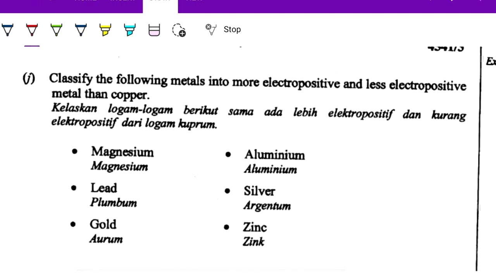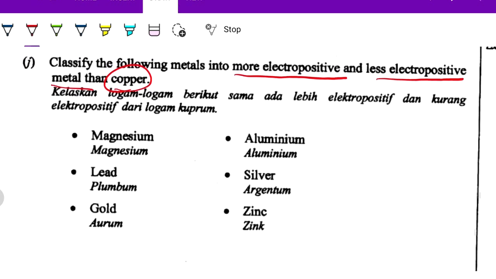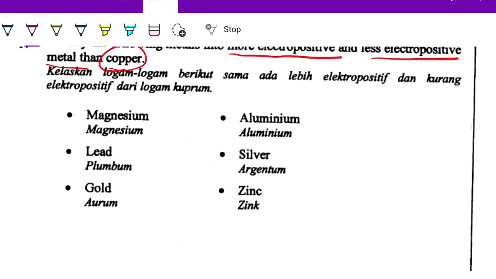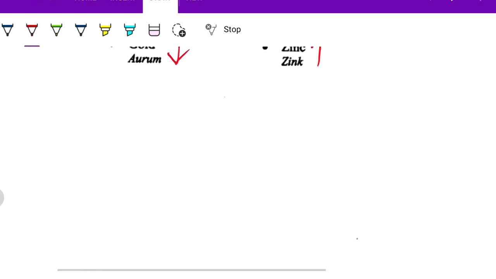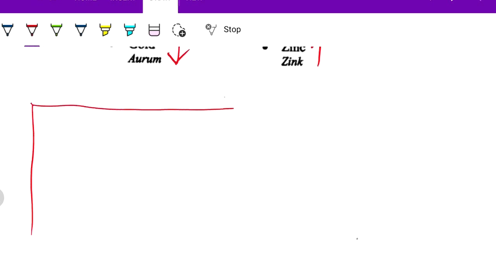Next, classify the following metals into more electropositive metal and less electropositive metal than copper. Here, if you know the position in the electrochemical series, you know. So magnesium, higher; aluminium, higher; lead is higher; silver, lower; zinc, higher; gold is lower. So we can make a table like this.